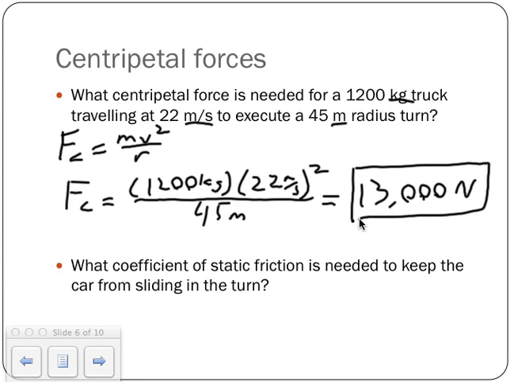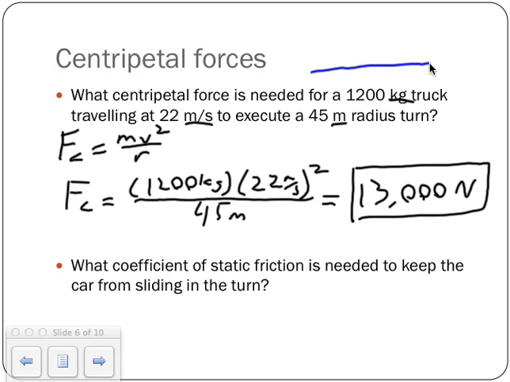So what causes this centripetal force? Well, we said, as a truck turns, it's going to have to be the friction between the tires and the road. So the next question says, what coefficient of static friction is needed to keep the car from sliding in the turn? So let's just think about how this car actually goes about this, or this truck actually goes about this.